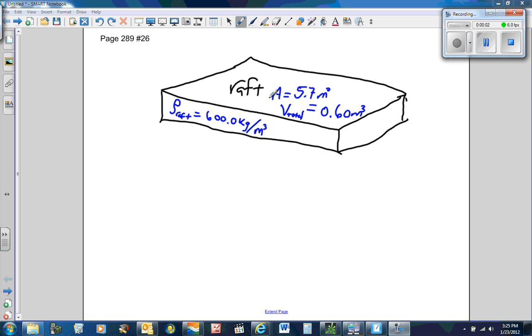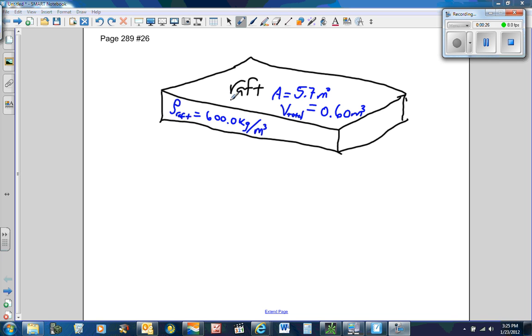This is number 26 on page 289. Again, this is a raft. So unlike the frog problem, this is a raft, and it gives us the density of the raft. It gives us the area of the raft, at least this face here, and then it gives us the total volume of the raft. And the question they have, if you put it in water, how deep is the bottom of the raft below water?